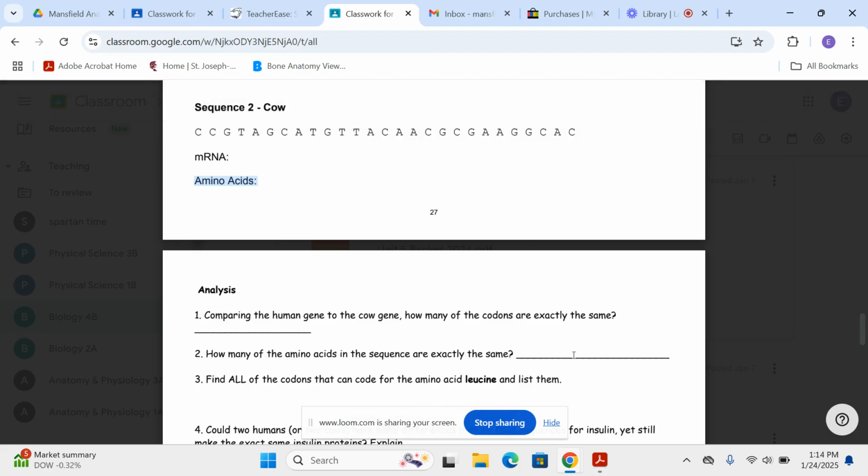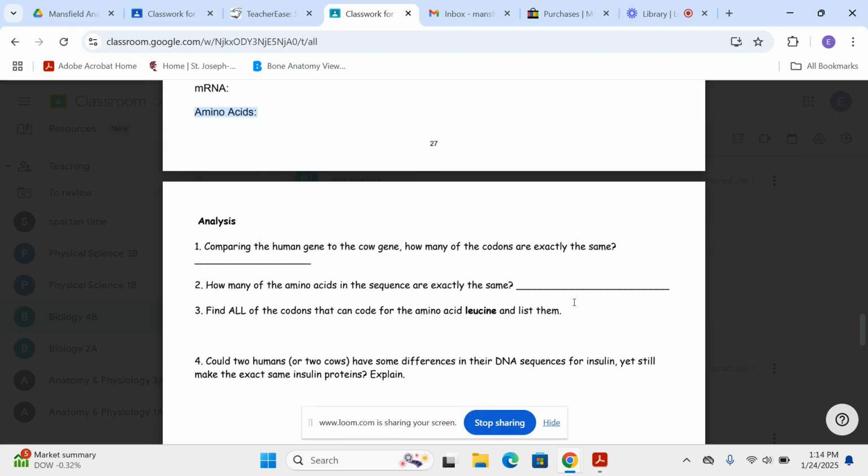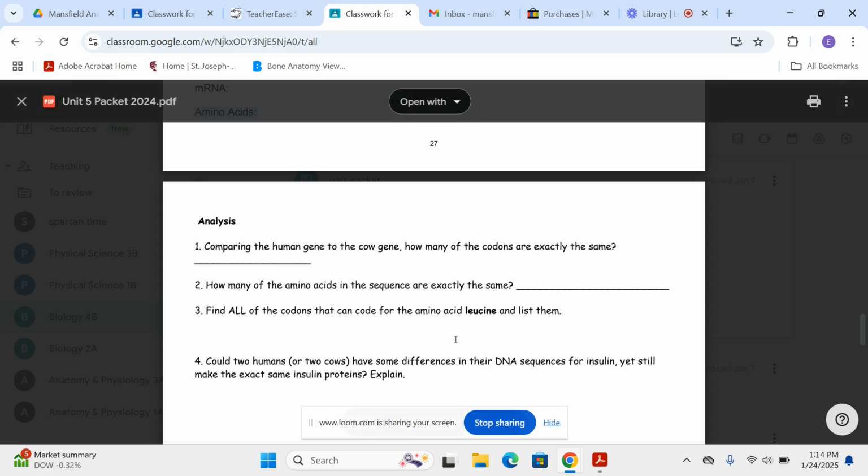Okay, that's your hint. Next, for number 3, you're going to look at your wheel chart, and wherever you see leucine, I want you to write in the code. You should have 6 total codes written in here.